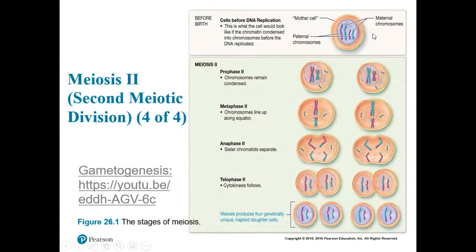Meiosis 2. Meiosis 2 is another round of the same phases: prophase, metaphase, anaphase, telophase. It's essentially the same, with the exception of crossing over. In meiosis 2, you don't have any more crossing over.